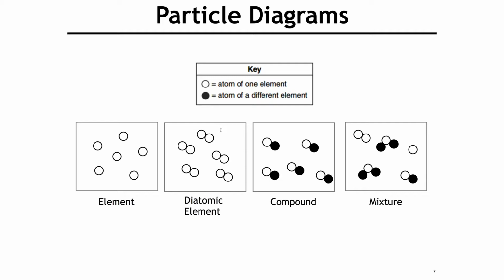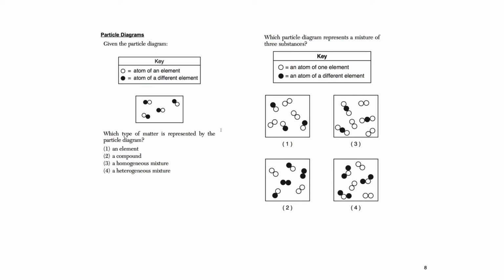And then when you have a mixture, you need more than 1 type of thing. You could have 2 different types of elements together, an element and a compound, 3 different compounds, whatever. Anything that's not one thing by itself. So now let's go to the questions. Given the particle diagram, which type of matter is represented? This would be a compound because you have 2 elements stuck together.